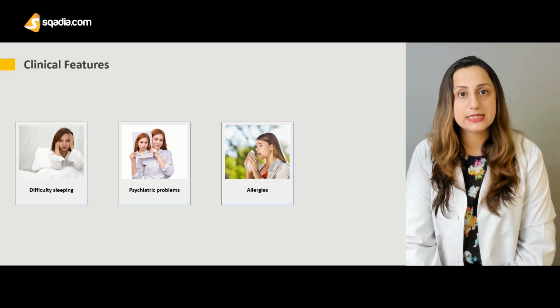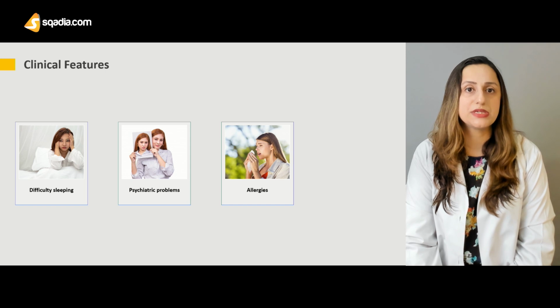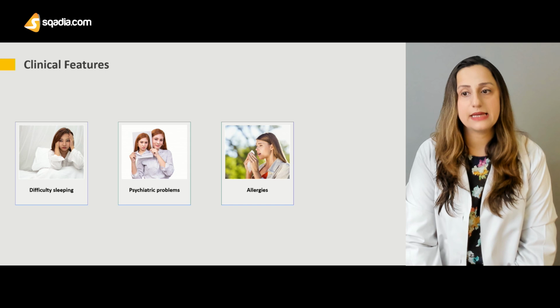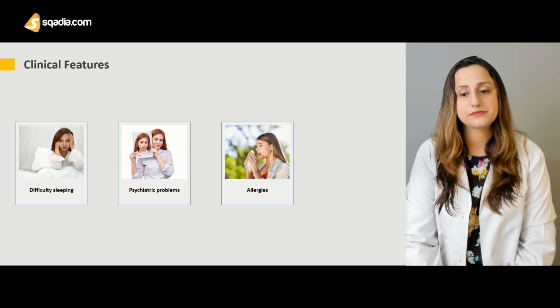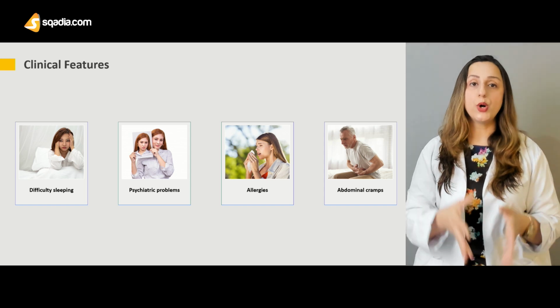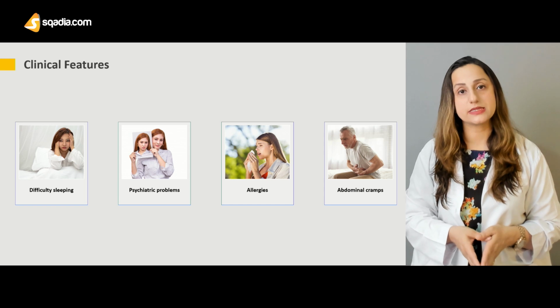Now, allergies: if the patient is suffering from some sort of allergies, for instance, dust allergies or pollen allergies, this would be a usual history that the patient would be having. And then we have abdominal cramps. So along with the headaches, the patient is going to have GI symptoms.